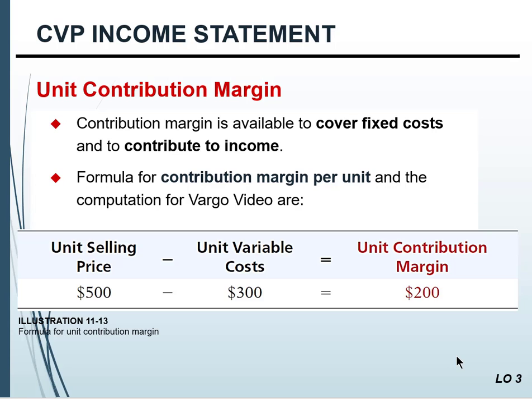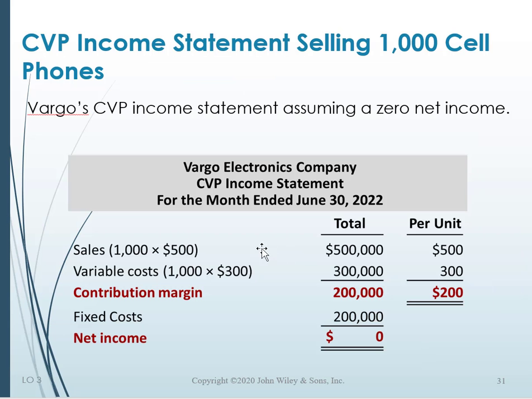We can look at the unit contribution margin. So this is, again, the amount that's available to cover fixed cost and ultimately contributes to income. If you take the unit selling price, subtract out the unit variable cost, in this case 500 minus 300, the unit contribution margin is $200. So how does this work, right? So here's the units, $200.